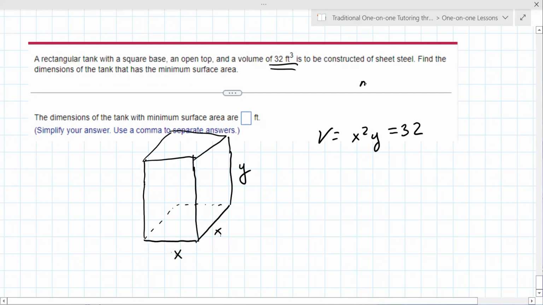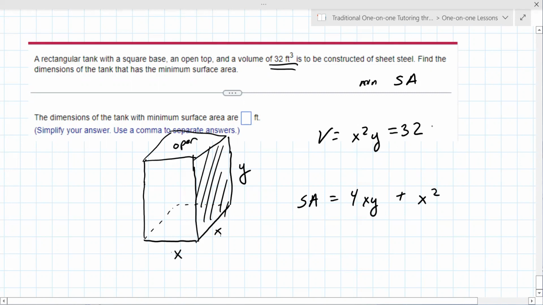We're trying to minimize the surface area. So the surface area is kind of the wrapping around, like each sheet. There are four of these XYs. XY is like the right side there. There are four of them because it goes all the way around. Plus you've got a base of X squared. You've only got one though, because the top is open.